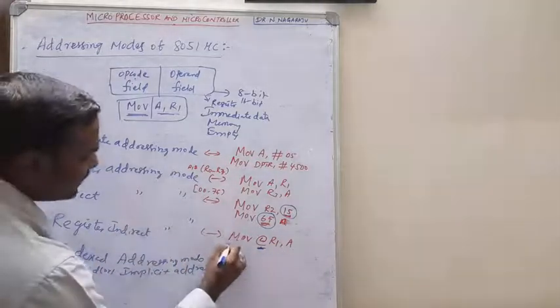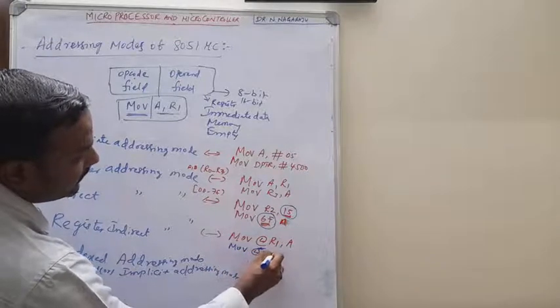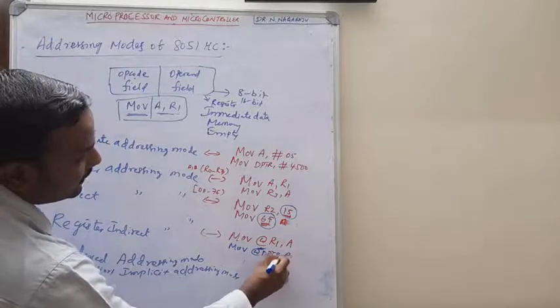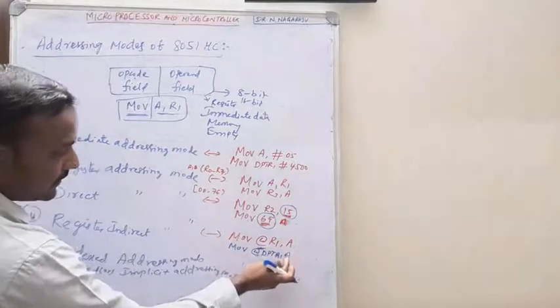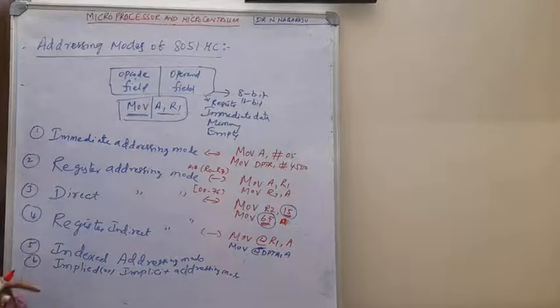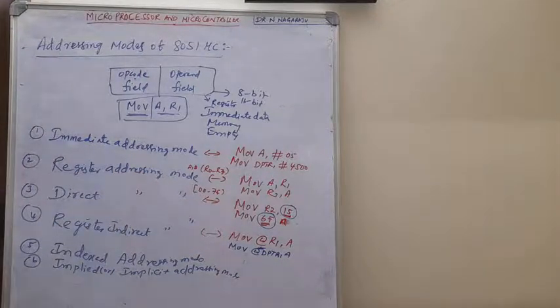Or otherwise, sometimes you can give another example: move @DPTR comma A. Here the DPTR contains some address. Whatever content is present in A is moved to the address which is specified in the DPTR. So this type of addressing mode is register indirect addressing mode.